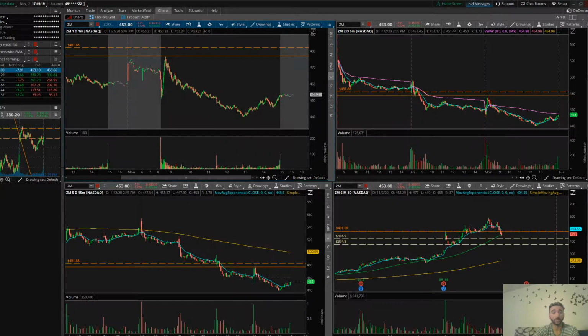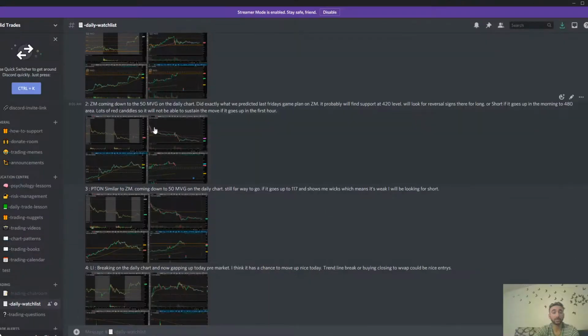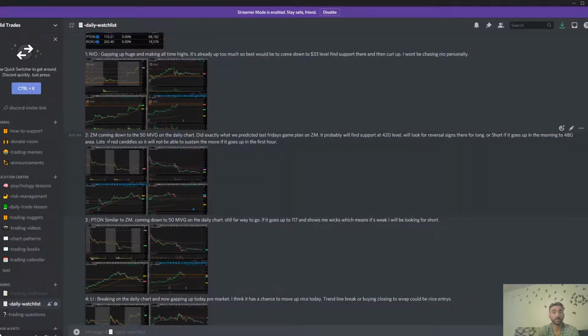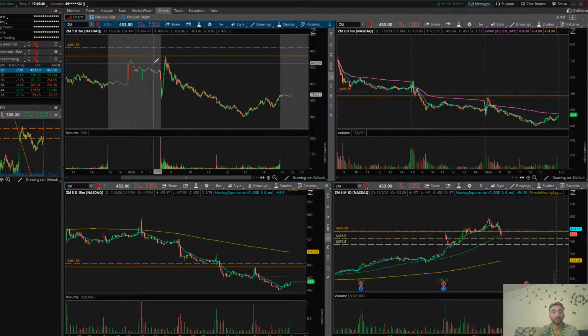Now if you want to see, I literally called it in our pre-market watch list where I said ZM is coming down to the 50 moving average on the daily chart, and it probably will find support at that 420 level. However, if it goes up in the morning, look to short at the 480 area. Lots of red candles, and here it is, the 480 area. So there it is, about 470.